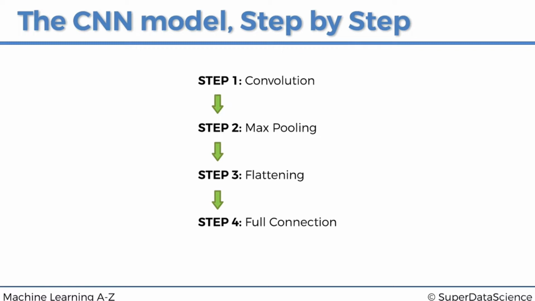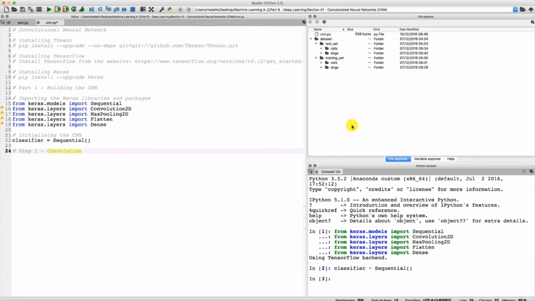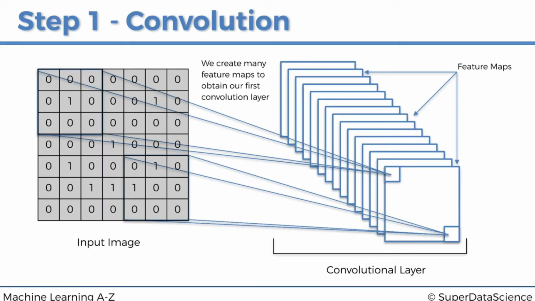So the CNN building process takes 4 steps. Step 1, convolution. Step 2, max pooling. Step 3, flattening. And step 4, full connection. And in this tutorial, we will take care of the first step, convolution. So let's also have a quick reminder of what this convolution step is about.